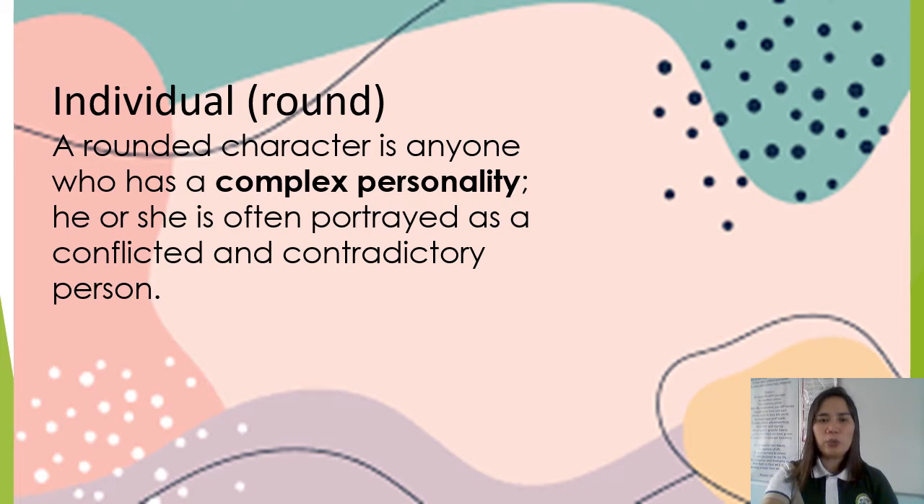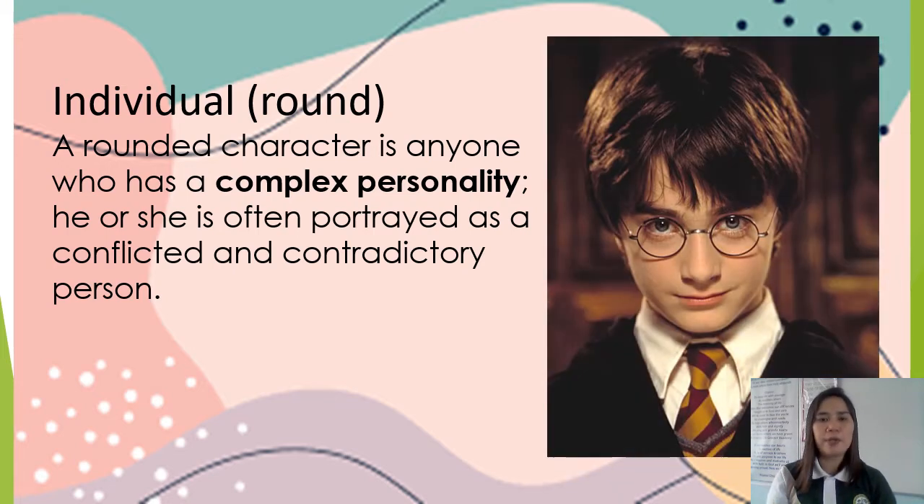An individual or rounded character is anyone who has a complex personality and is often portrayed as a conflicted or contradictory person. It is a well-developed character in the story. For example, Harry Potter. J.K. Rowling develops Harry Potter as a round character throughout the series. So the reader learns about Harry, his background, his feelings, and many more.